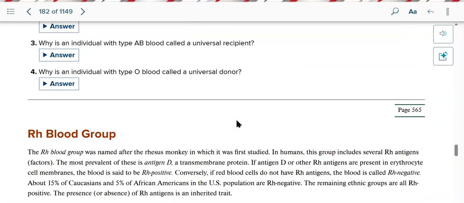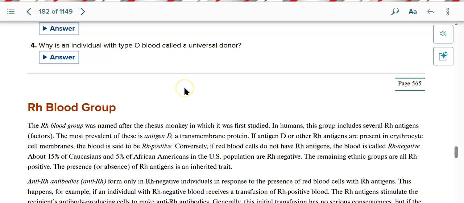Where is, here we go, the RH blood group. So when you talk about blood being positive or negative, you mean that it is either RH positive or RH negative. The RH blood group was named after the rhesus monkey. Notice how that's spelled, R-H-E-S-U-S, rhesus monkey. So that's where the RH comes from. This is where we first studied it, was in rhesus monkeys.